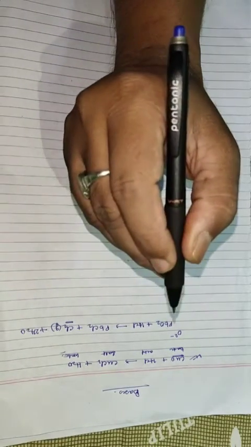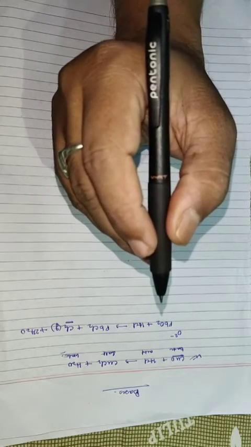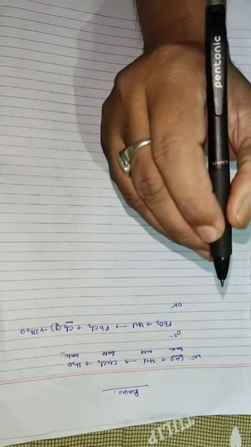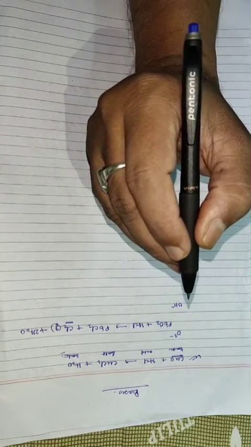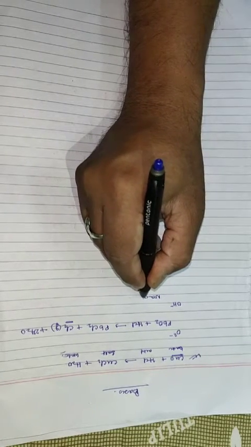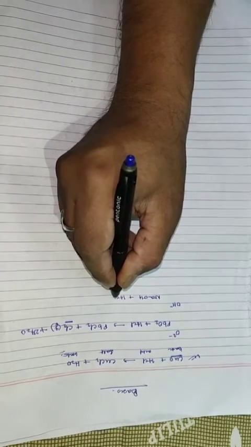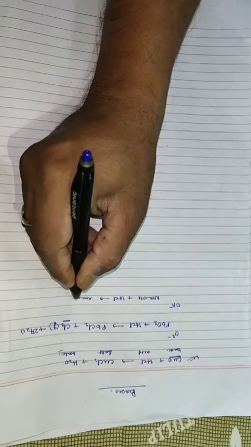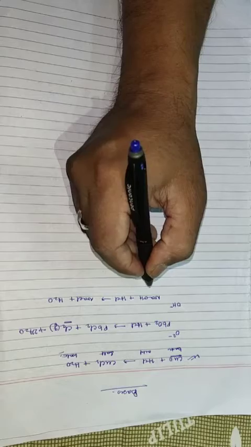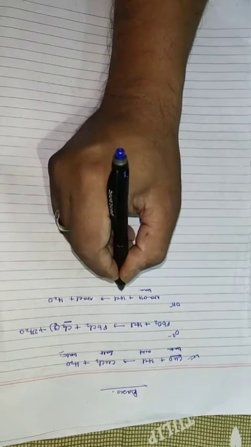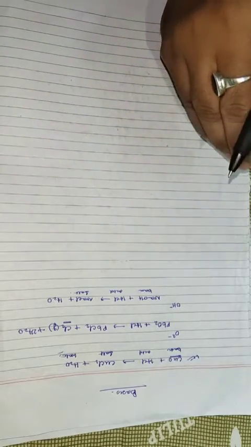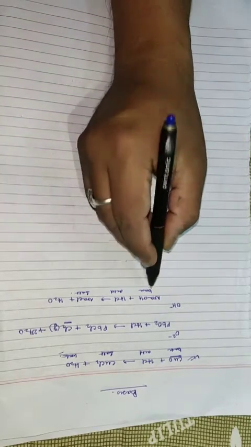Now basic hydroxide, it is a metallic hydroxide which contains OH minus ion and will react with acid to give salt and water. Say example NaOH. When it reacts with HCl, it gives NaCl plus H2O. This is the base, this is your acid, and this is your salt and water. This is called basic hydroxide.